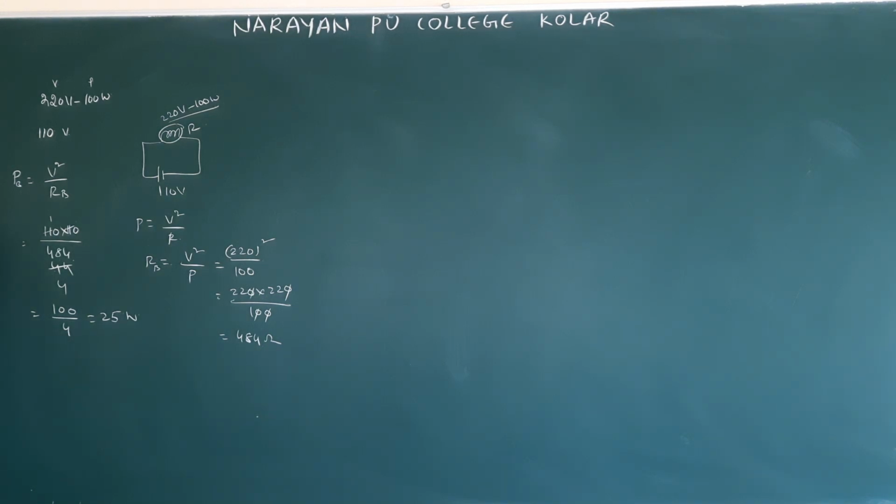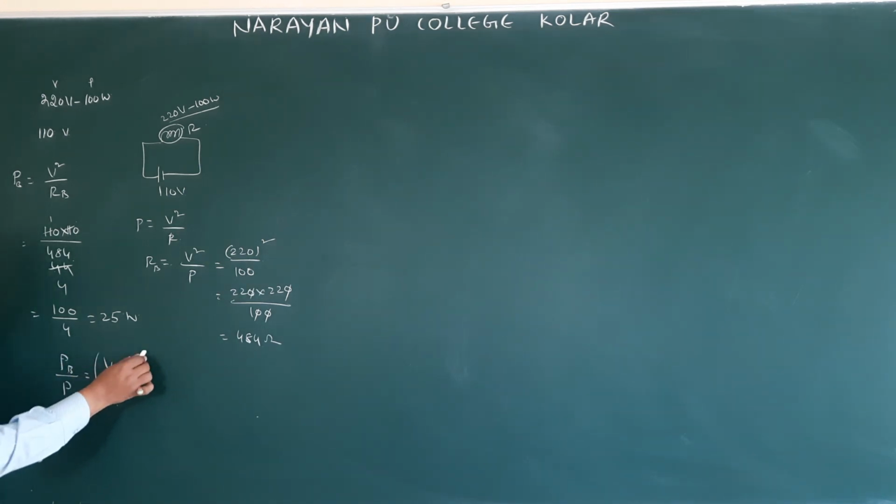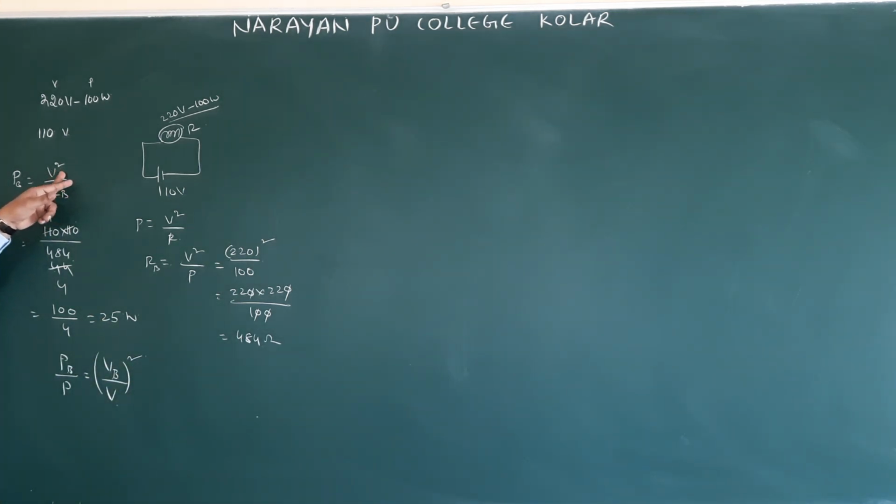They give another method also, because power is directly proportional to V square. So power of the bulb by rated power is equal to the voltage of the bulb by given voltage, whole square. Understood? V square, therefore V square. The bulb voltage is 220 volts, the given voltage is 110 volts, and the power of the bulb they gave is 100 watts. This P we should calculate. If you use this formula also you will get the same answer.